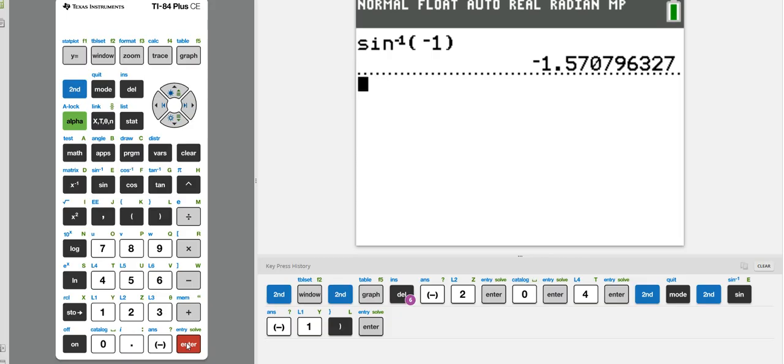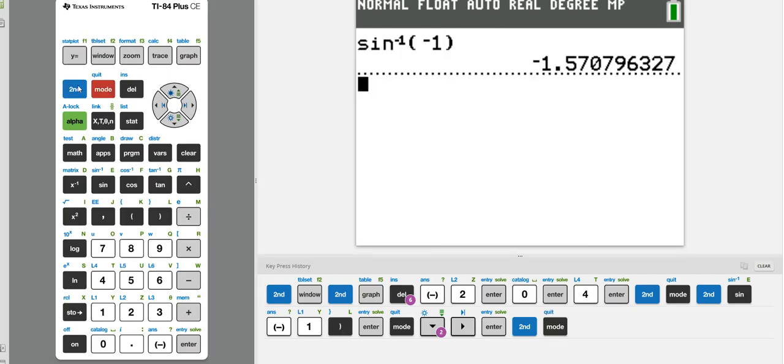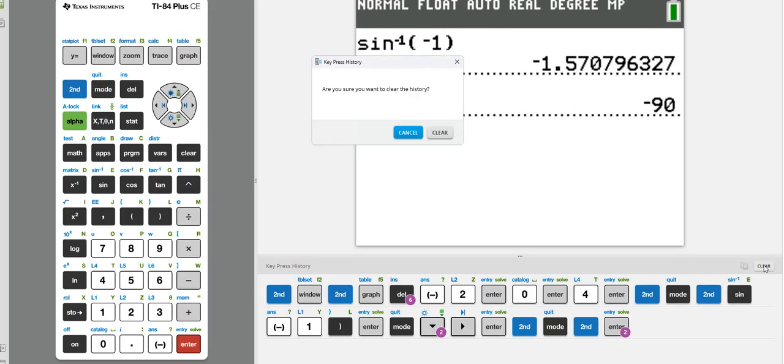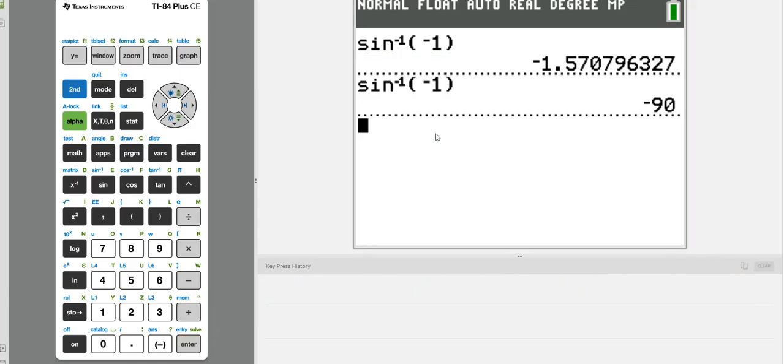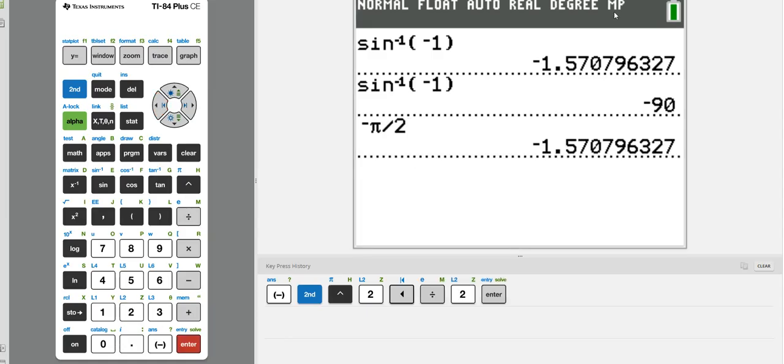So if you wanted to put your calculator temporarily in degree mode, maybe you'll recognize that value a little bit easier. So I'll just do that one again. Now I get negative 90. Oh, okay, yeah, that makes more sense. And you can kind of verify that negative 90 is really negative pi over 2. Let's do divide by 2. Okay, and yeah, that matches up the decimal values.